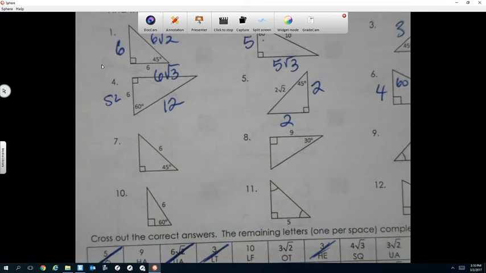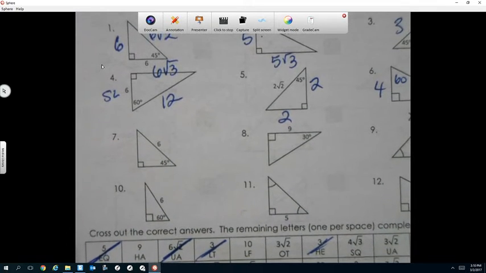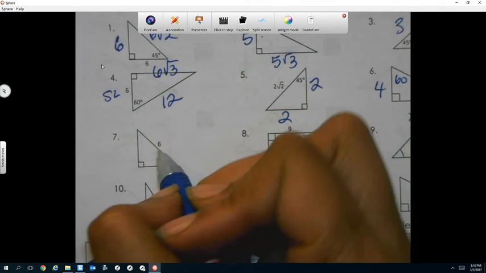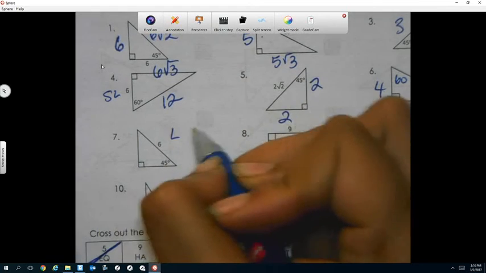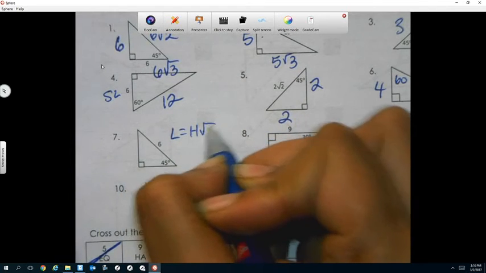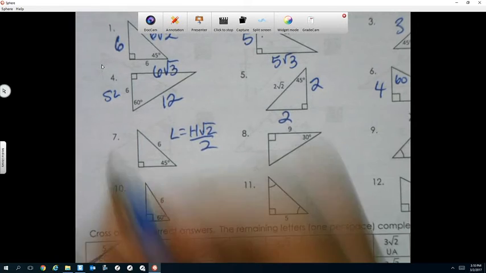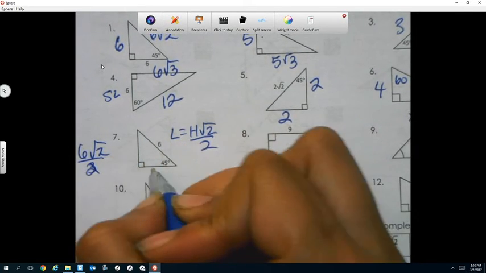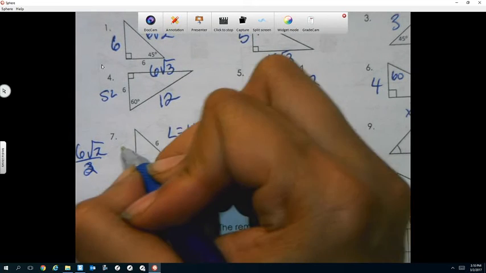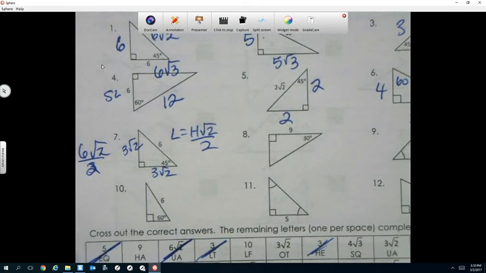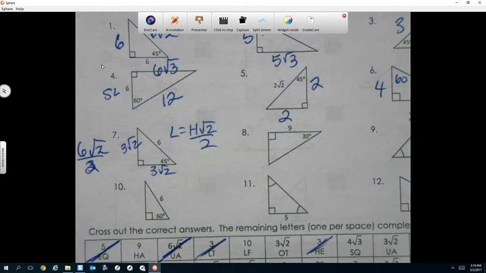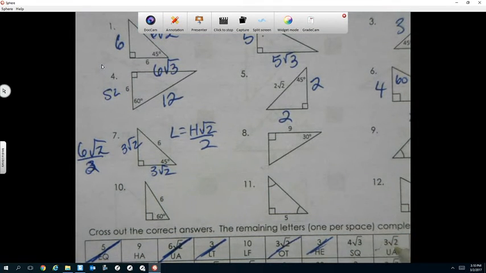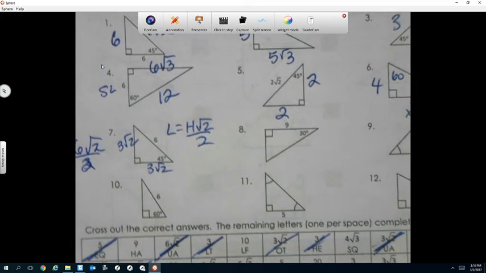Now, what do we have to do on 7? Because the hypotenuse is 6, we've got to get the leg. Take the hypotenuse, if I want to get the leg, just put a square root of 2 over it, and then divide by 2. Yes, it's 3 square root of 2. So they're both 3 square root of 2. Cross out both of them, OT and HA, or UA, excuse me. Cross out both of those 3 square root of 2's.